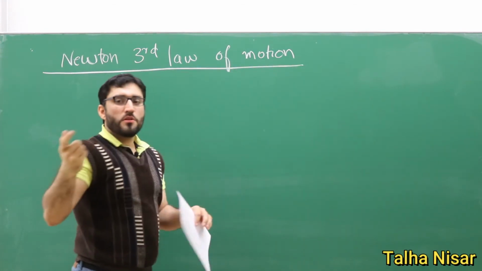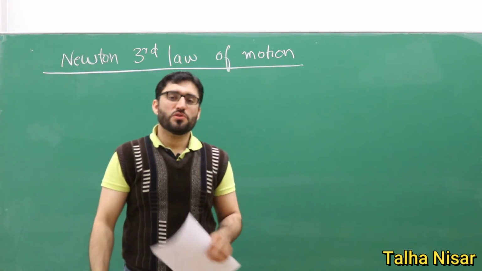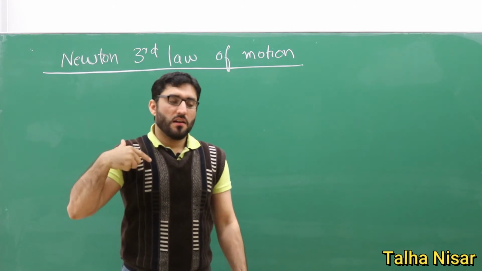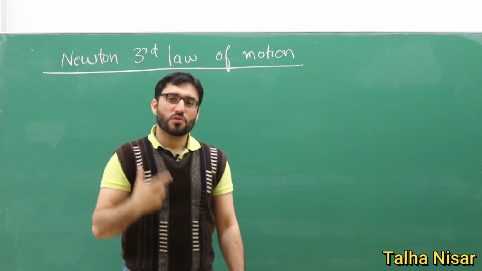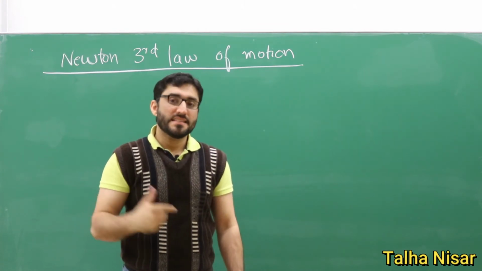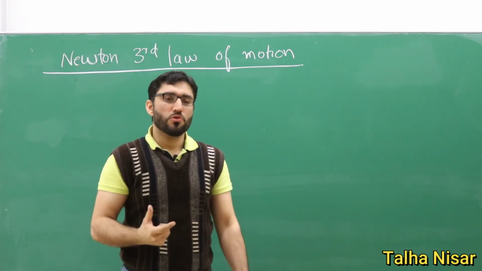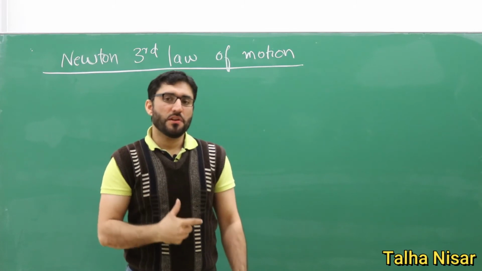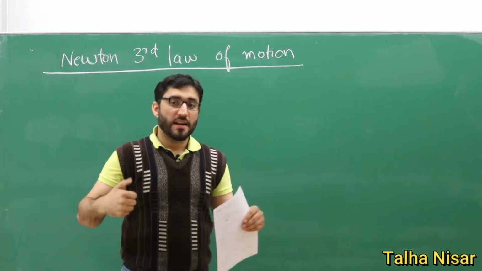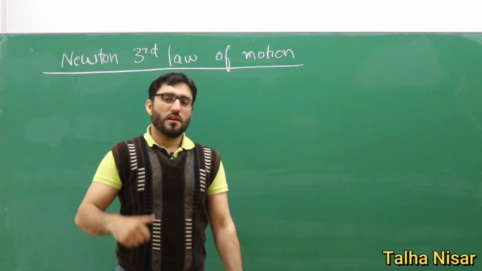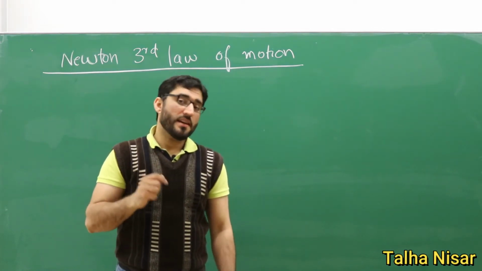So the first law was about the system when there was no external force. And the second law was describing a system in which there is a total net force. But here, the third law is about the contact force, when two objects are interacting with each other. So the third law is describing that system.